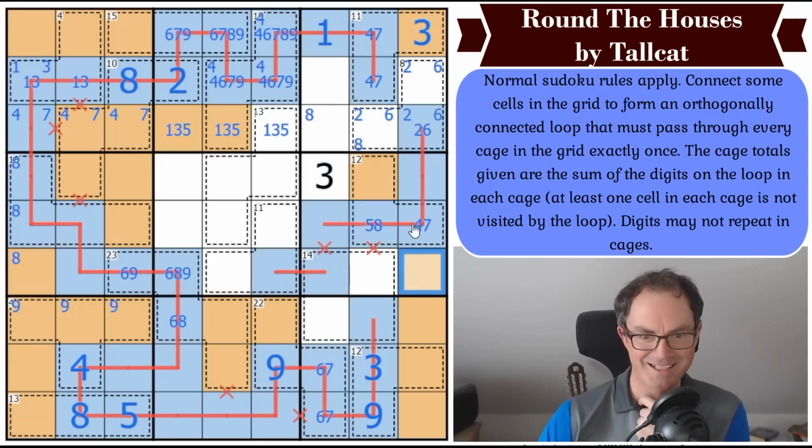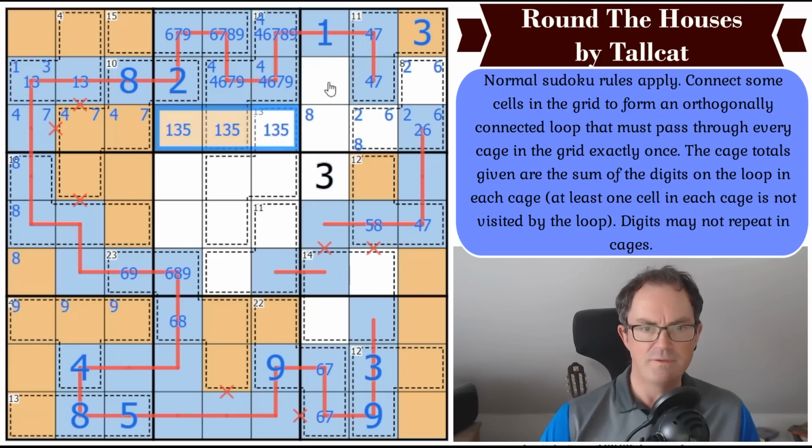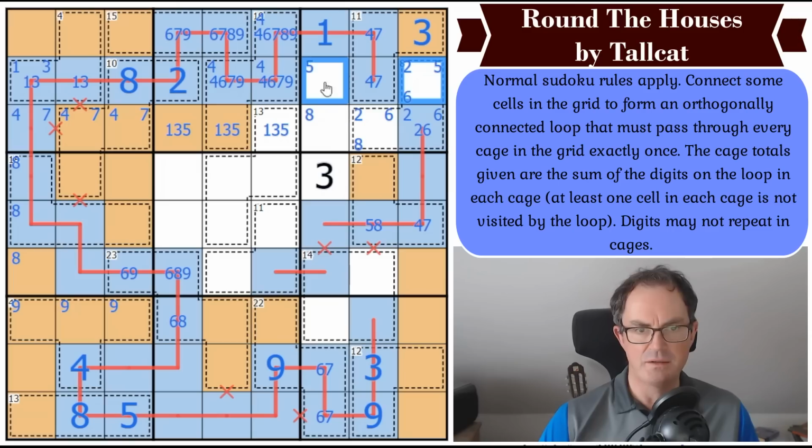I don't believe it. Okay, and then we run into this square, and either this is 2, or if this was... Okay, so if this was on the loop, it would be a 6. This would be a 2. Five is in one of those two squares in this box.